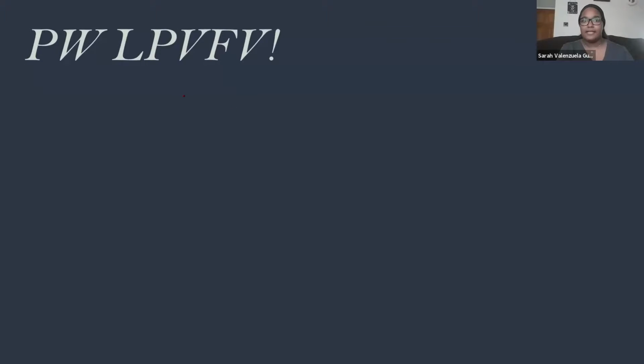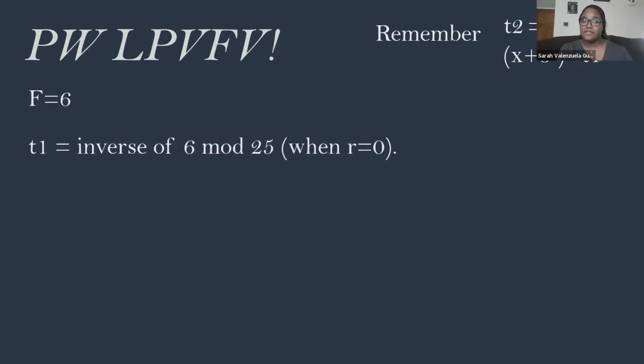Let's see what happens in the next slide. Don't worry, we're almost done. We're only missing one letter. This letter is the letter F. And F is equal to 6 in the table we have. So we have our little reminder, never forget it. And we're going to calculate the inverse of 6 in modulus 25.